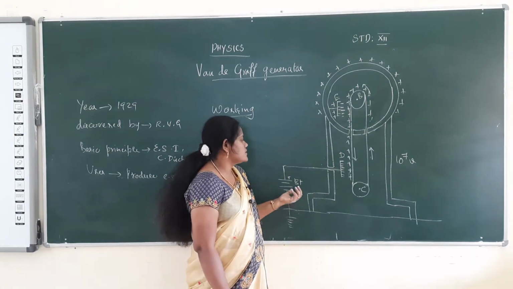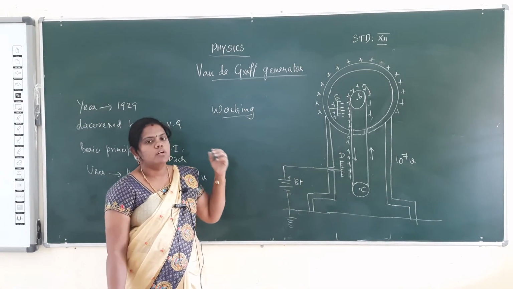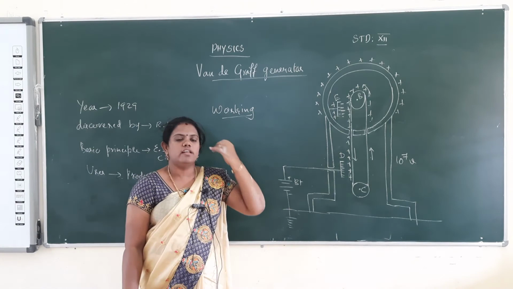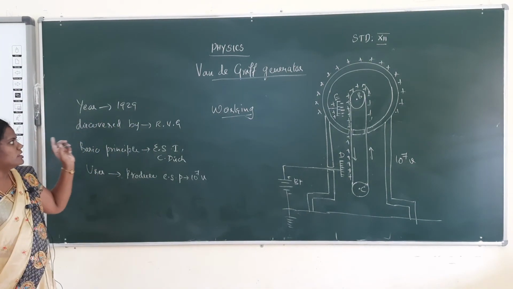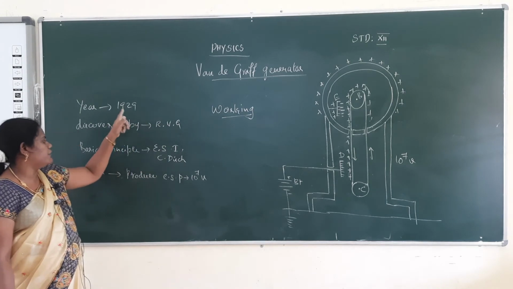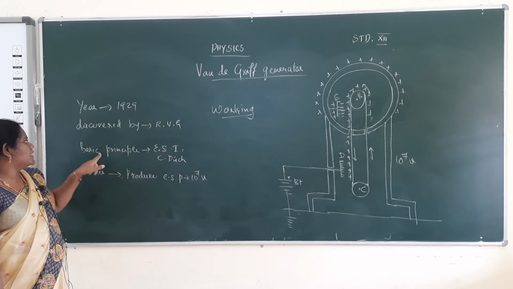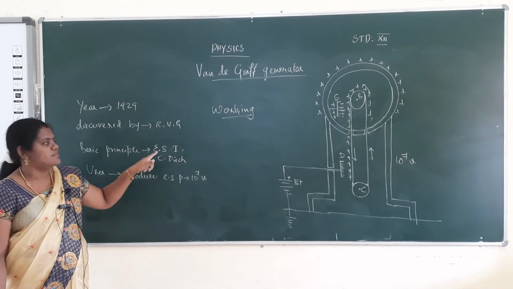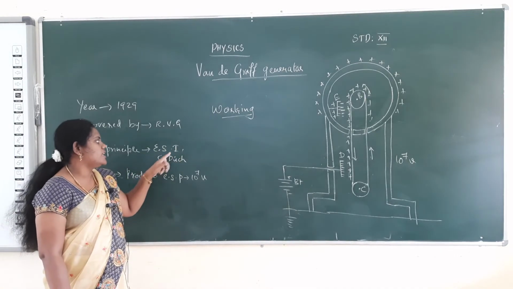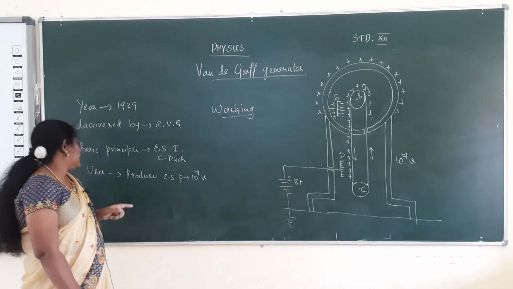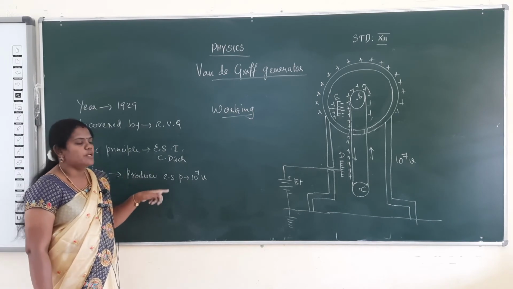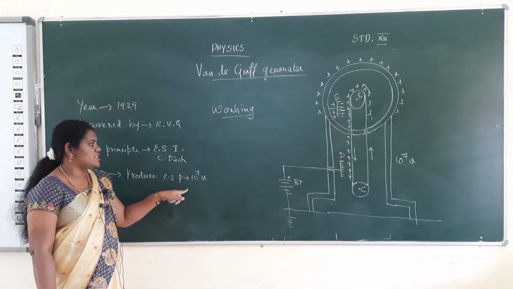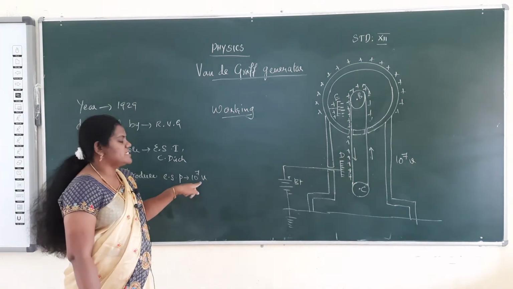Okay, so this is the phenomenon of the Van de Graaff generator. This is the working of the Van de Graaff generator. The Van de Graaff generator was first developed by Robert Van de Graaff in the year 1929. The basic principle used in the working of the Van de Graaff generator is electrostatic induction and corona discharge. The Van de Graaff generator is used to produce electrostatic potential at the level of 10 power 7 volt.